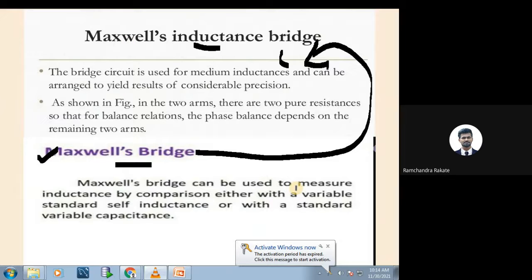Sir, the screen is not visible. Is it? Just one second.